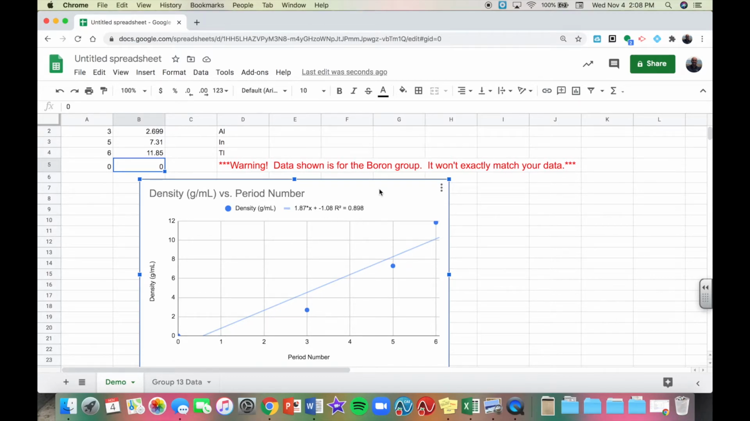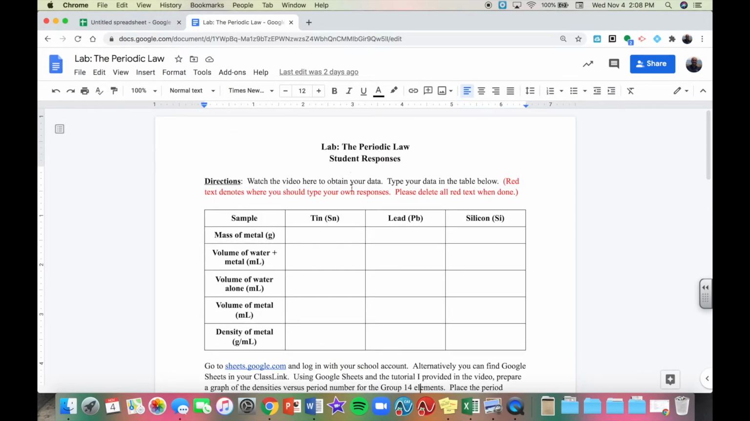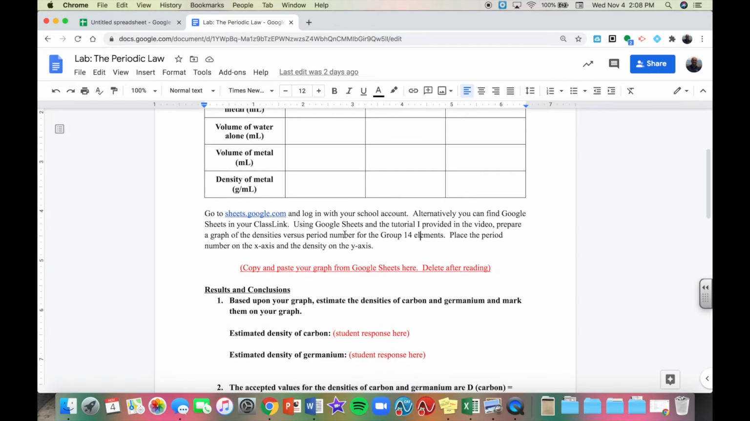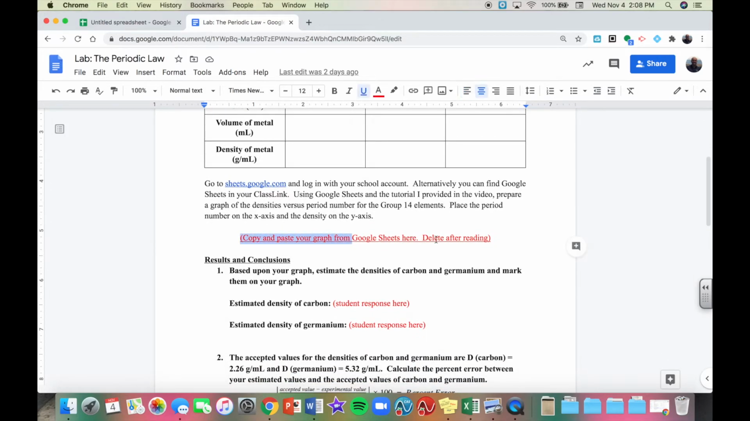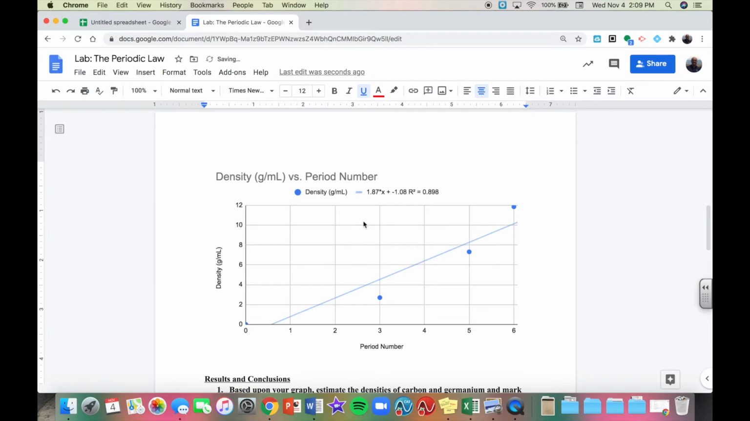You'll take this graph and copy it by clicking on it and pushing Command C. That's Command C on a Mac. I'm not sure what it is on a Chromebook, but you guys will be able to figure it out. Then you'll go to your lab sheet that's in Schoology, and where it says copy and paste your graph right here, you will simply delete that and paste it in there. We don't want to paste the link, we want to paste it unlinked.